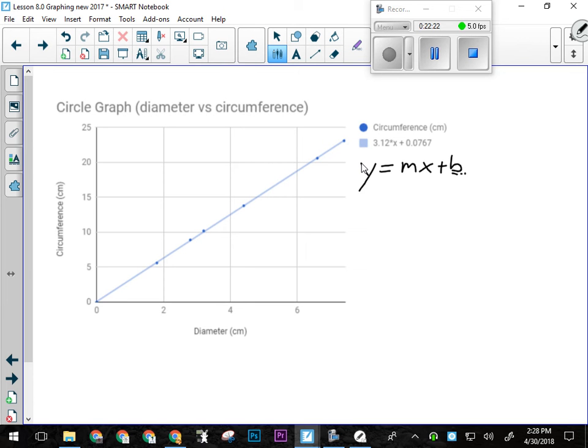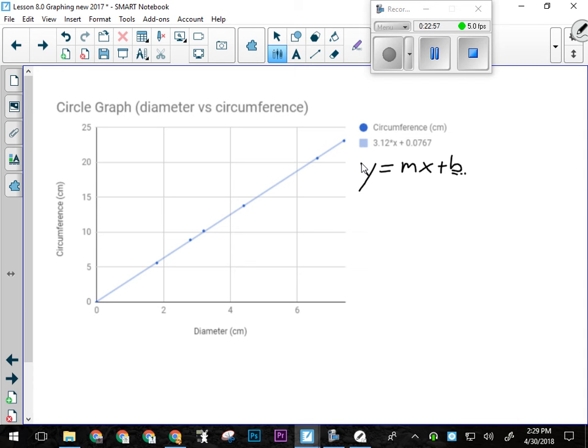But if I wanted to calculate the circumference, circumference is on my y-axis, so I would be solving for y. They told me the diameter is 20. Well, diameter is on the x-axis, so that means x equals 20. All right, so I could take my 3.12, multiply by x, which in this case is 20, add b, and I would have the circumference of that circle. All right, that making some sense? Okay, so that's what that formula allows me to do.